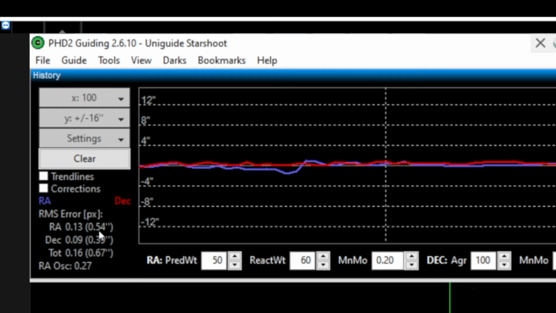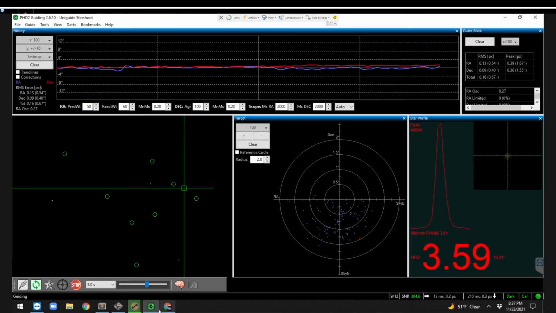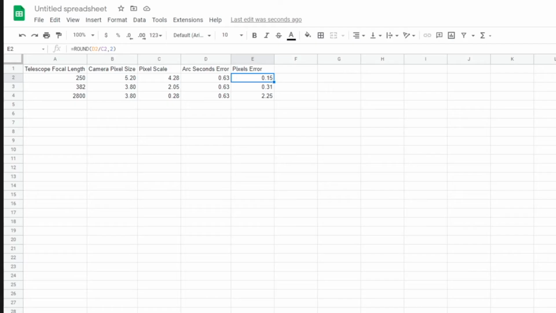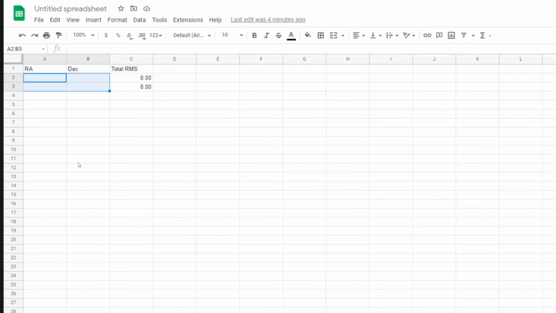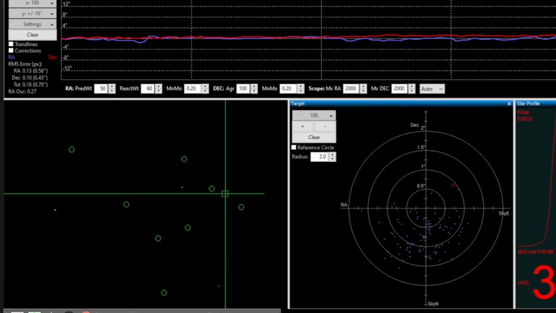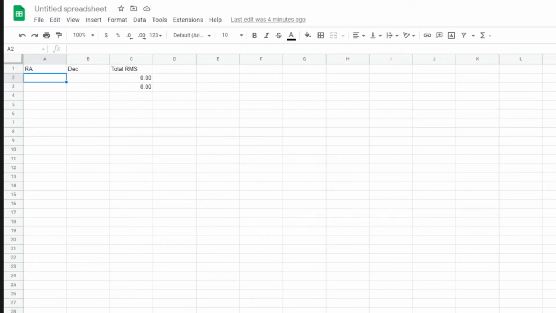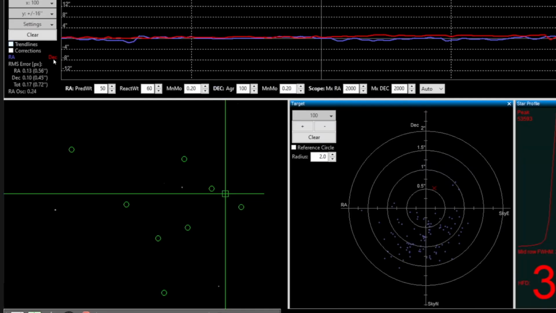If we take 0.55 or 0.54 and 0.39 and put them in, let's see if we get 0.67. I'm going to open up a sheet here, and we'll put in what did we say? 0.56 and 0.43, and we got 0.71, which is essentially the same value that we have here.